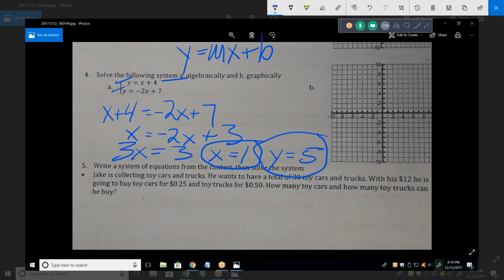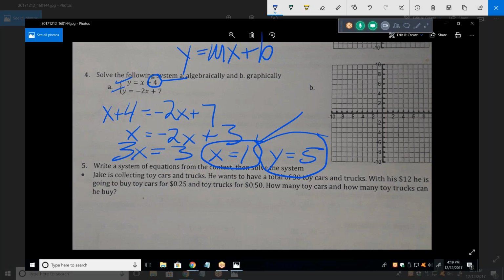Graph y equals x plus 4. What's the y-intercept? You always start with the y-intercept. Oh, 5. That's b. So 1, 5 down here is the solution to both of these equations.